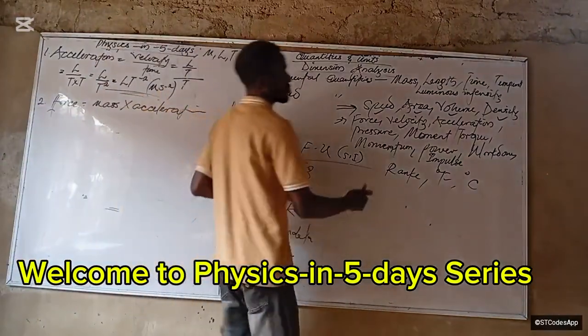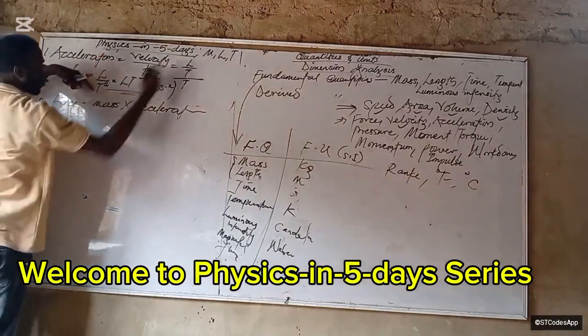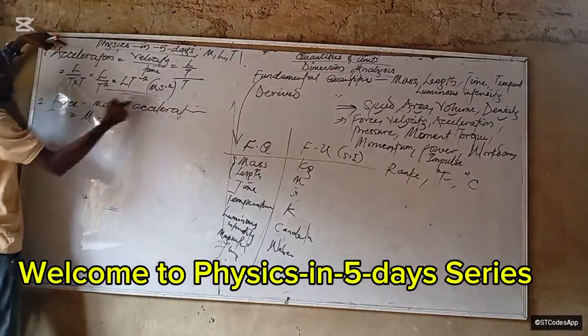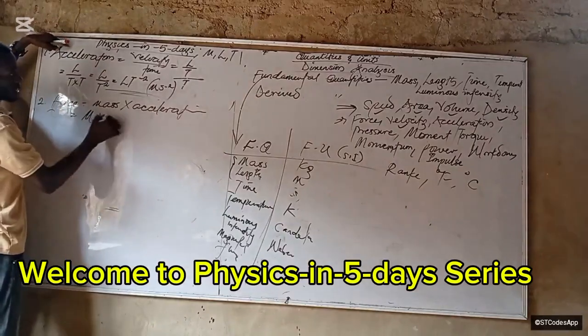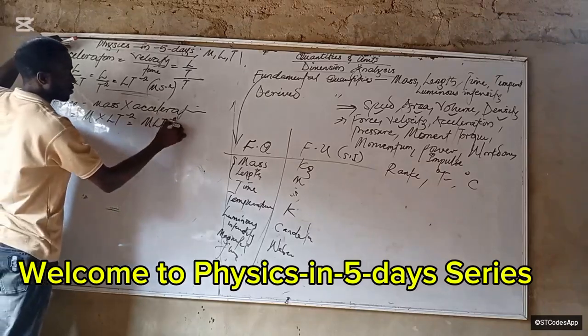All scalars. So as we are mentioning now, for this one, mass corresponds to M. It's because acceleration, we've done acceleration here, times L to the power minus 2. So it means our dimension is M L T to the power minus 2.